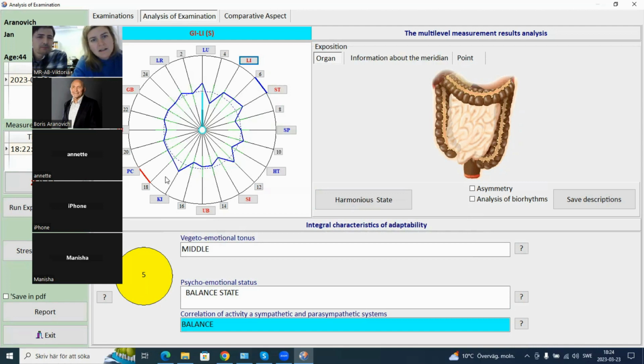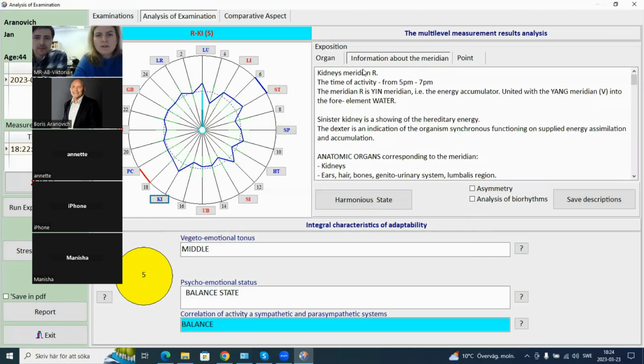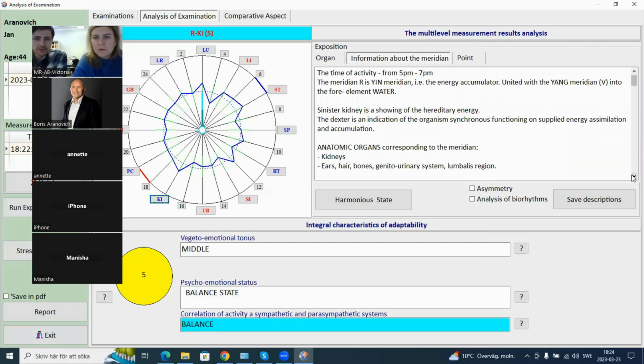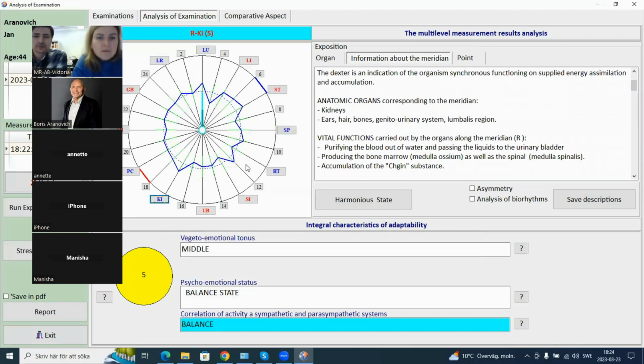So you can see and watch everything. Sometimes you can see a huge sharp peak. For example, it's this high. So you read, for kidneys right now, the information about kidneys: about energy, and what organs can also be involved in this. So you can go and press everywhere and read information about it.